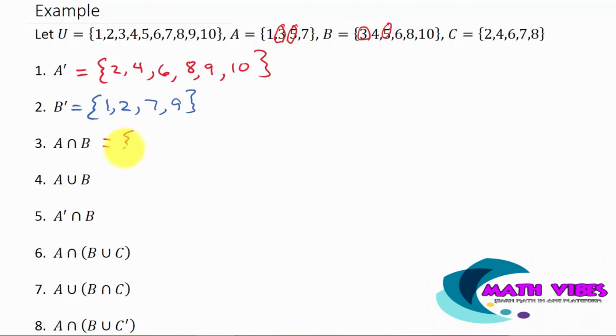Next one, A union B. First of all, we define the union of sets. The combining of all elements without any repetition is known as the union of sets. We write the elements of set A, that is 1, 3, 5, 7, and set B, 3, 4, 5, 6, 8, 10, and then arrange them. So the final answer is 1, 3, 4, 5, 6, 7, 8 and then 10. This is the right answer. So this is the final answer of A union B.